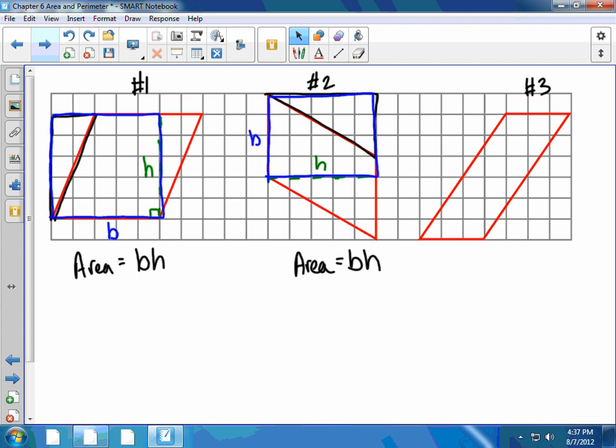We just moved it. So take a look at this third one and see if you know where you want to cut to get a rectangle. Right? So you can pause it here and take a look.